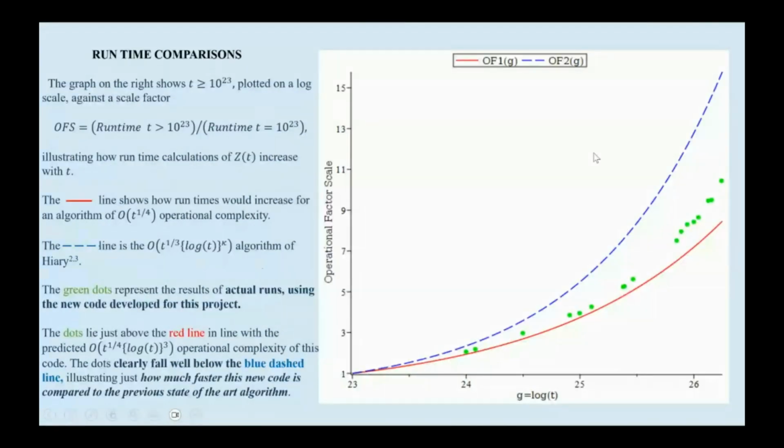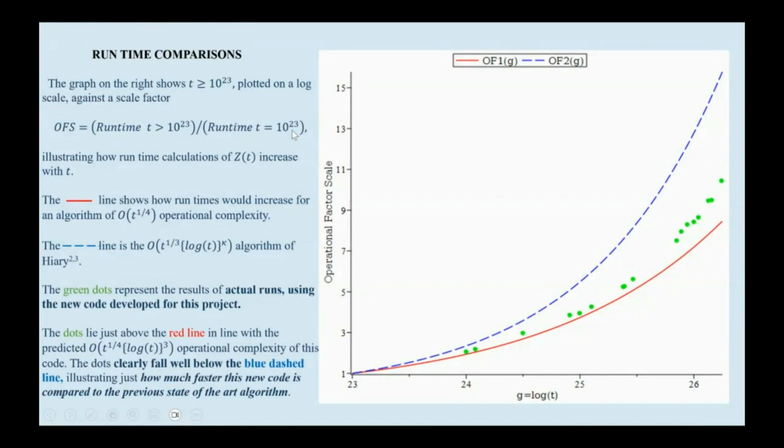Okay, right, let's have a think about now some runtime comparisons for computing Z of t itself. And trouble is, of course, to do actual runtime comparisons isn't very useful because people are running things on different computers and they've got essentially different processor speeds and that kind of thing. So how can I compare the various algorithms that are out there and their relative speed? So what I came up with is this idea of calculating something called a scale factor, an operational scale factor.